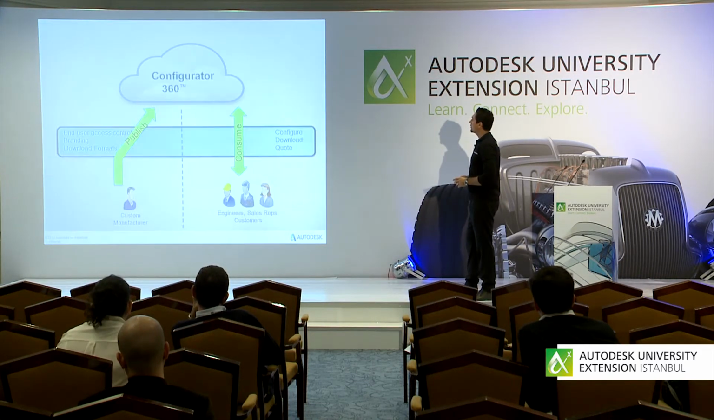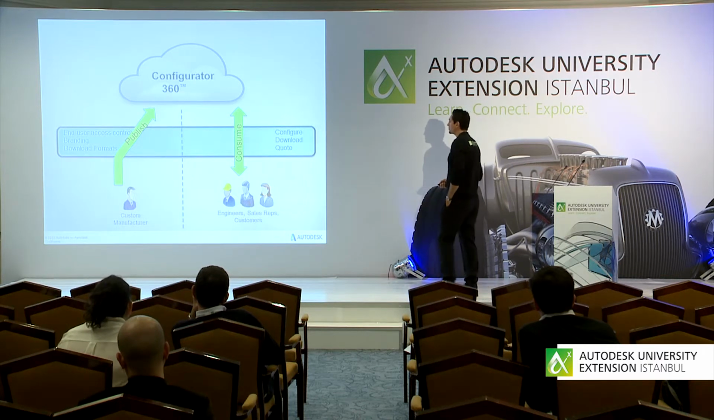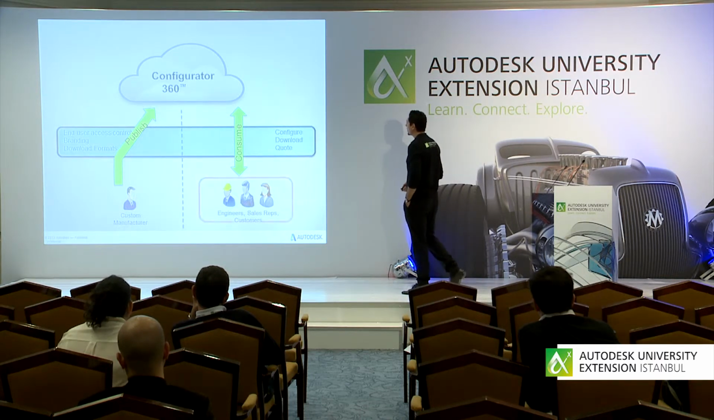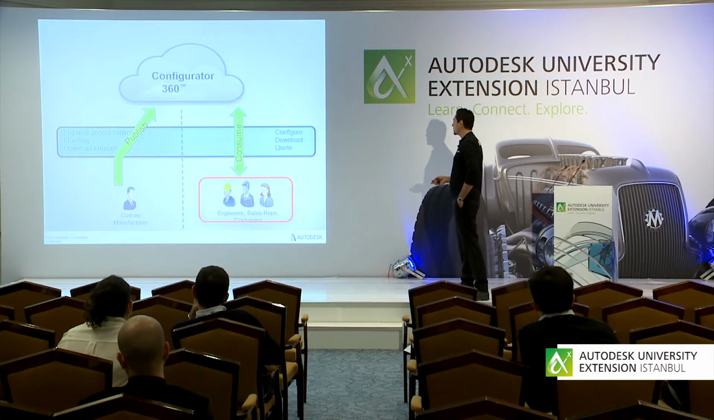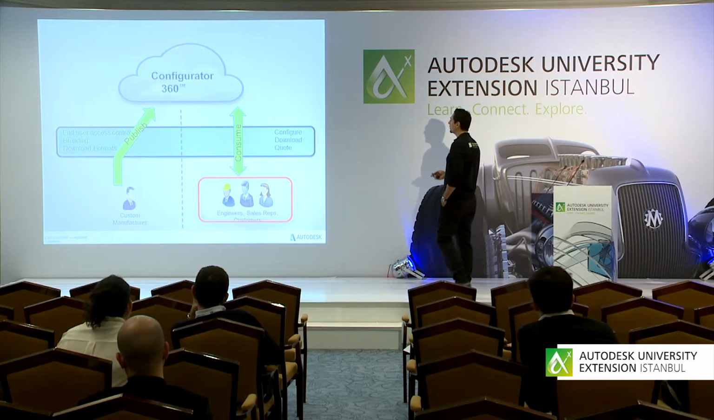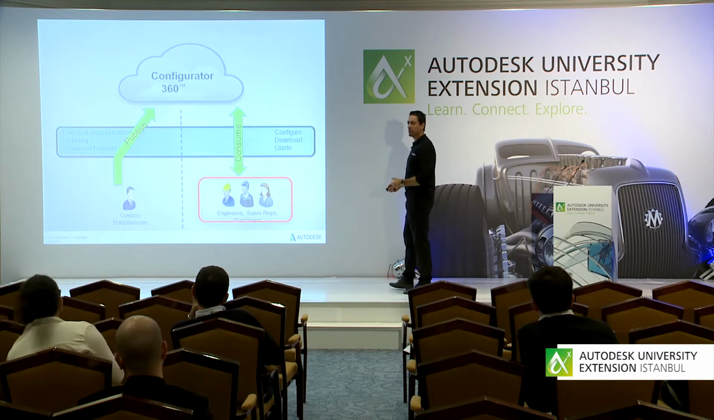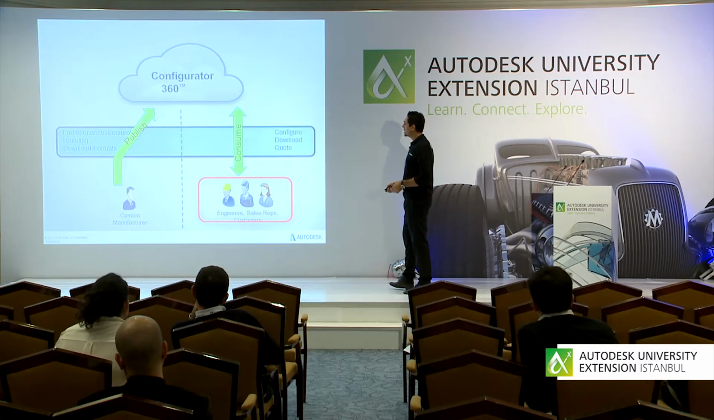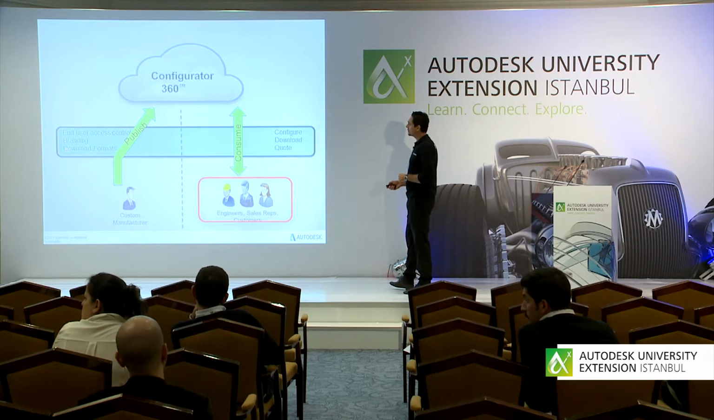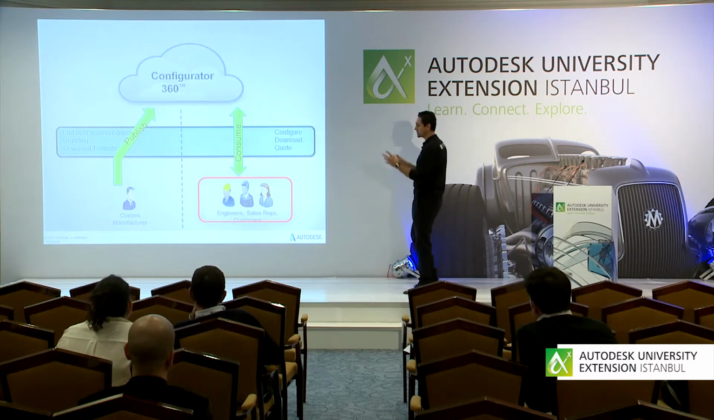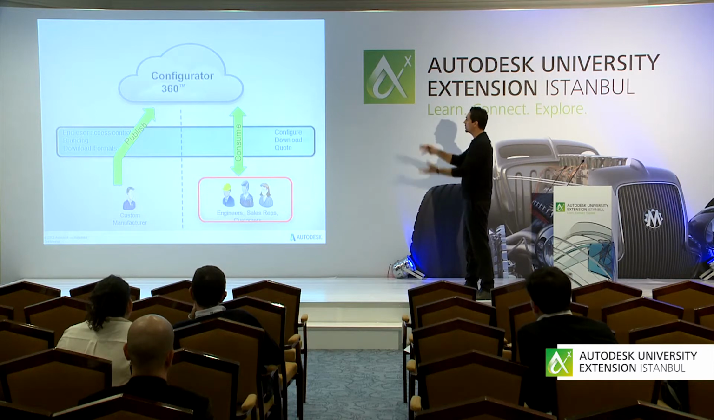So the Configurator 360, this is where the engineers, the sales, and the customers can download information. This information actually comes from the manufacturer. They would design something, right? And they would publish it. They would take this product, this VMech unit, and put it up into the Configurator 360.